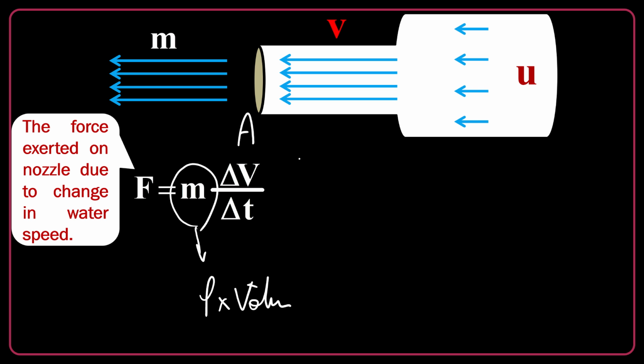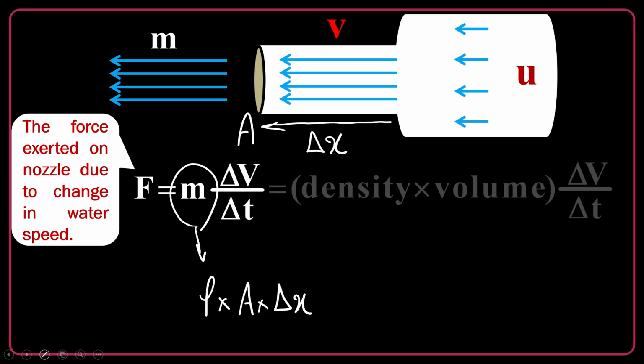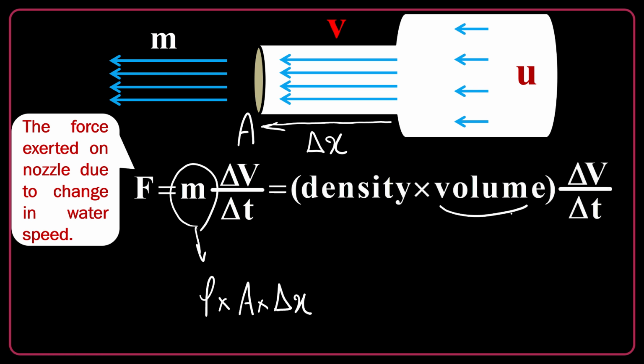So volume could be like this. Let's say the water travels for delta x in the time of delta t. So instead of volume, we have cross-sectional area times the distance traveled. Okay, let's do it. This volume is A times delta x, and this density is the density of the water.